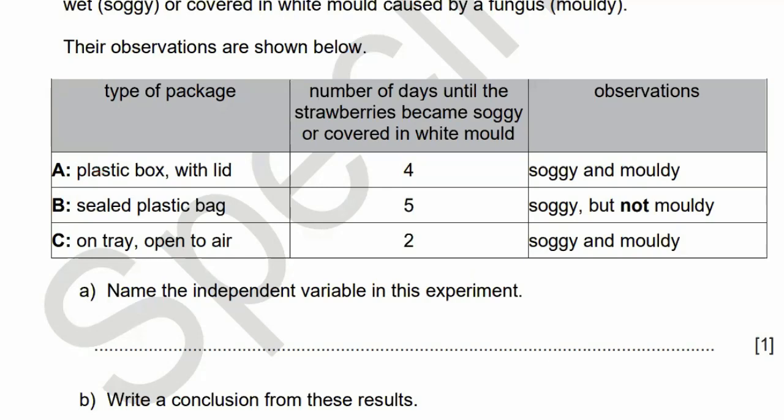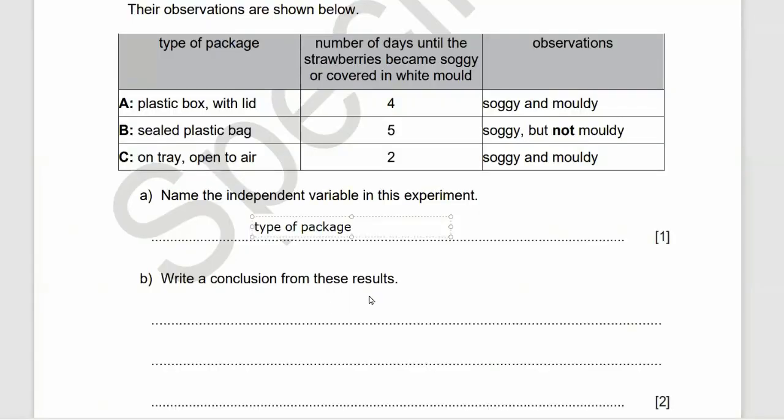Name the independent variable. This is, what are they changing in this experiment? The independent variable is always found in the first column in a table of results. So it's the type of package. Then our next question: write a conclusion from these results. So the conclusion is what we found out.